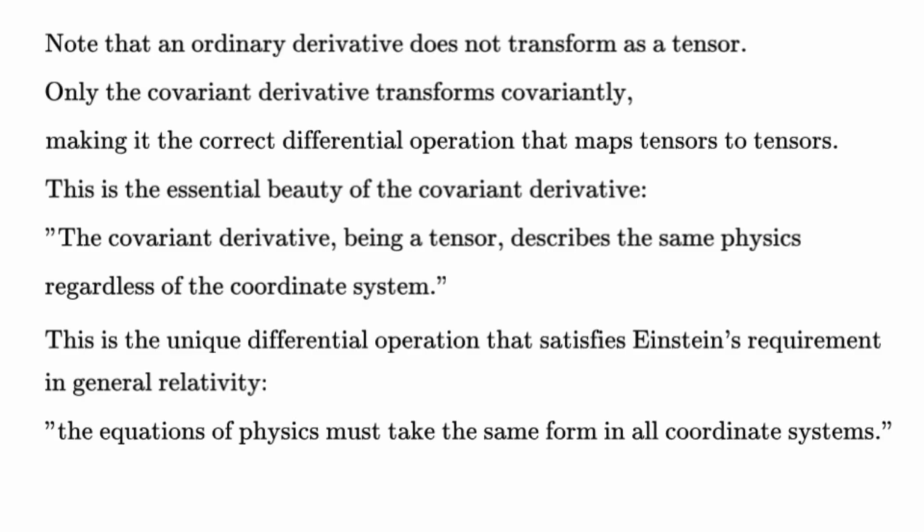Note that an ordinary derivative does not transform as a tensor. Only the covariant derivative transforms covariantly, making it the correct differential operation that maps tensors to tensors. This is the essential beauty of the covariant derivative. The covariant derivative, being a tensor, describes the same physics regardless of the coordinate system. This is the unique differential operation that satisfies Einstein's requirement in general relativity: the equations of physics must take the same form in all coordinate systems.